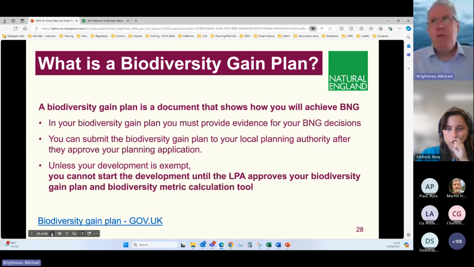A biodiversity gain plan is also required on a small site when the small sites metric is used. And as you will all know as LPAs, that document sets out how the developer will achieve their biodiversity net gain. So as well as being competent in terms of completion of the small sites metric, the competent person also needs to complete the biodiversity gain plan.